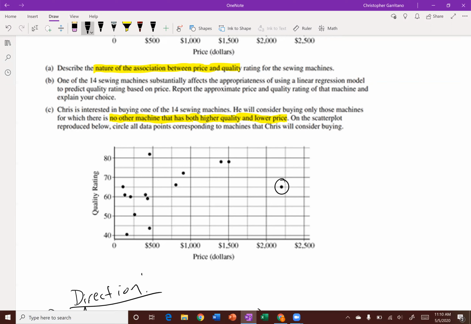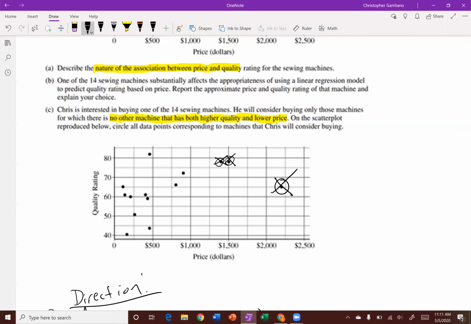Is there a machine that has both a higher quality and a lower price? Yeah, there are a bunch of machines that have a higher quality and a lower price. And so we can cross that one off the list. Similarly, let's take a look at this guy. Is there a machine that is higher quality and lower price? Yes. So this is not one that Chris would consider. Same thing here. Is there a machine with a higher quality and lower price? Yes.